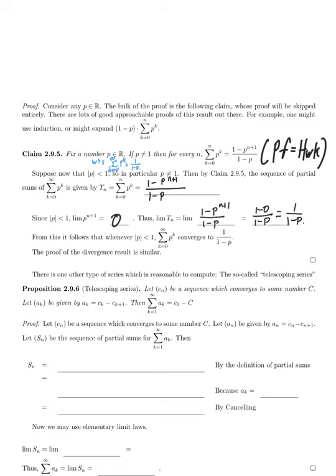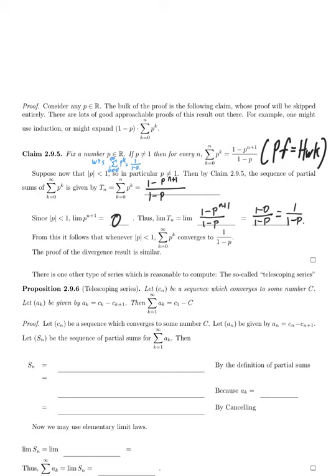So, there's the one type of series that is possible to compute. Here's another one. Telescoping series have limits that you can compute. Let's state that. This is sometimes called the telescoping series test. Let Cn be a sequence which converges to some number c. Let Ak be the sequence given by Ak equal to Ck minus Ck plus 1. Then the sum from k equals 1 to infinity of Ak converges to C1 minus that limiting value c.